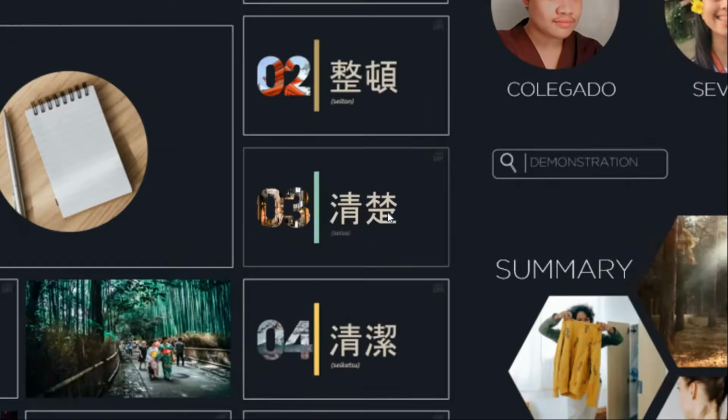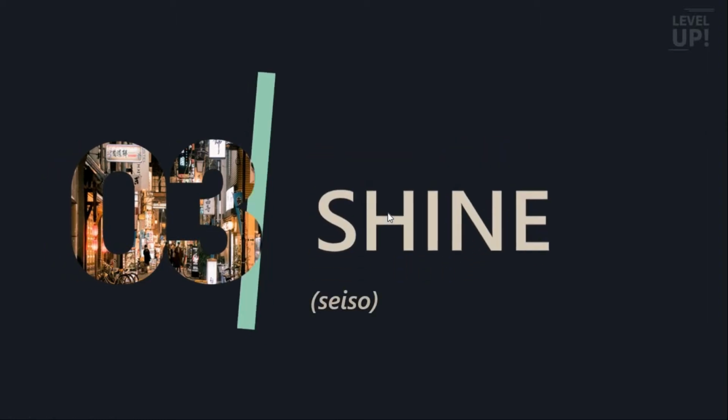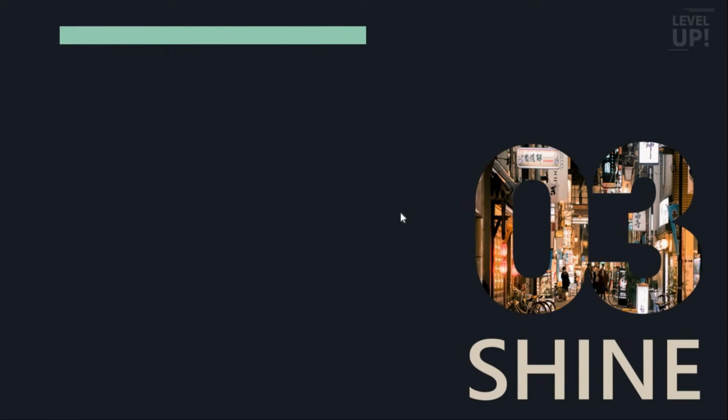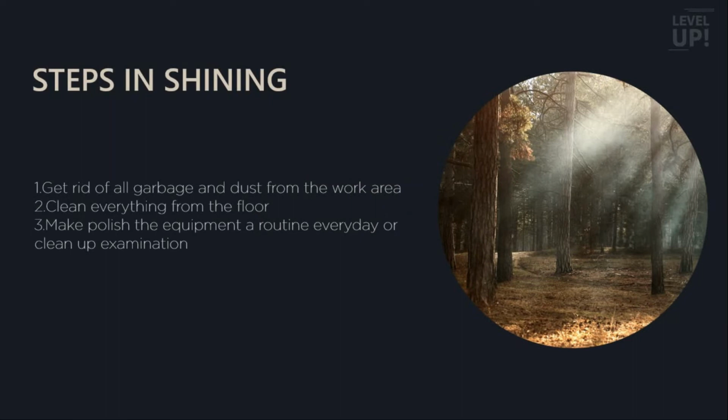After sorting and straightening, the third one is called the seiso, or shine. So what does it mean? Generally, it means how you can keep up a clean environment and workplace, and this includes clean equipment and materials. Here are the steps in shining.